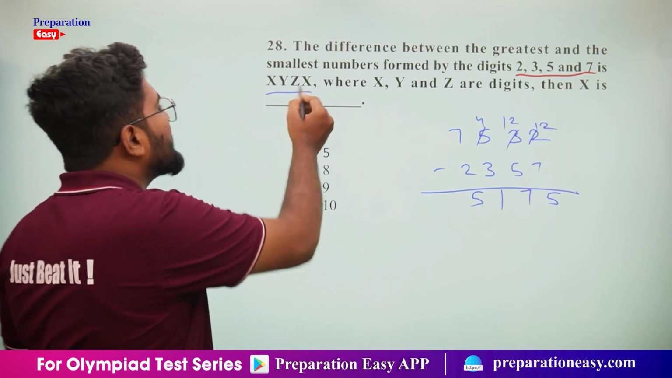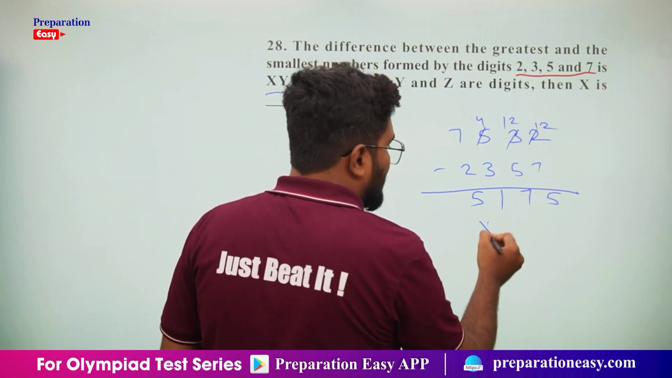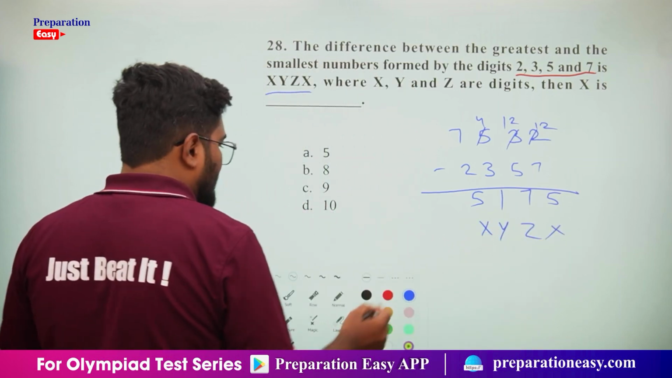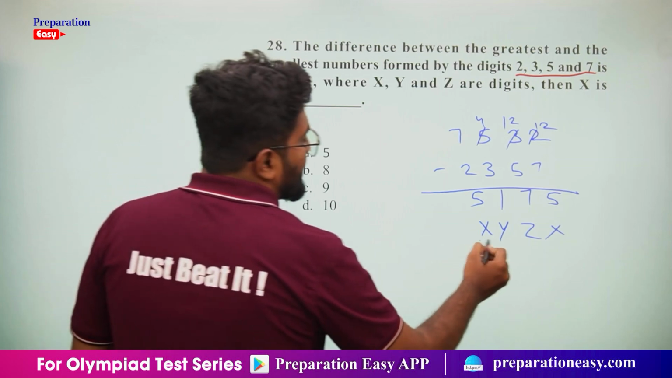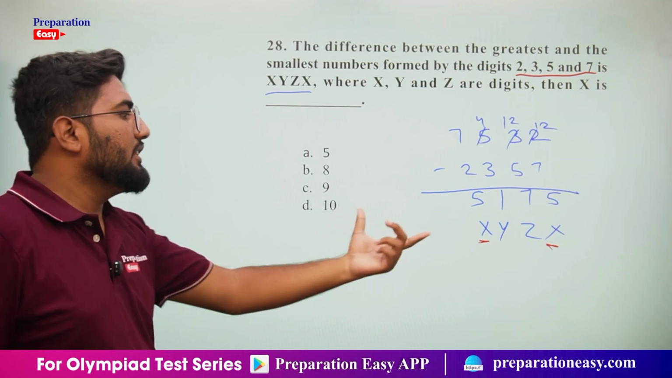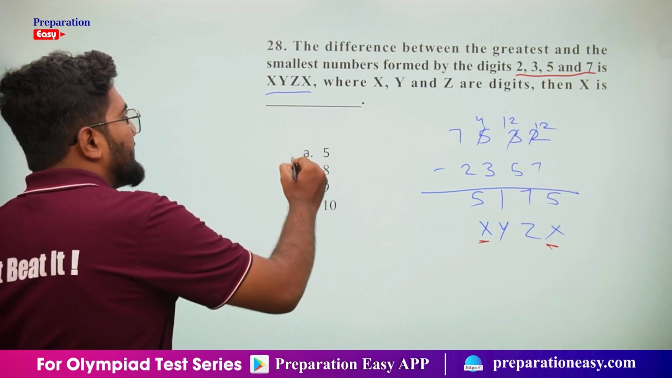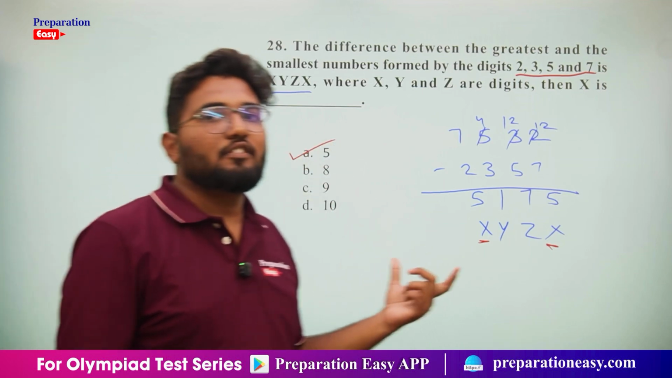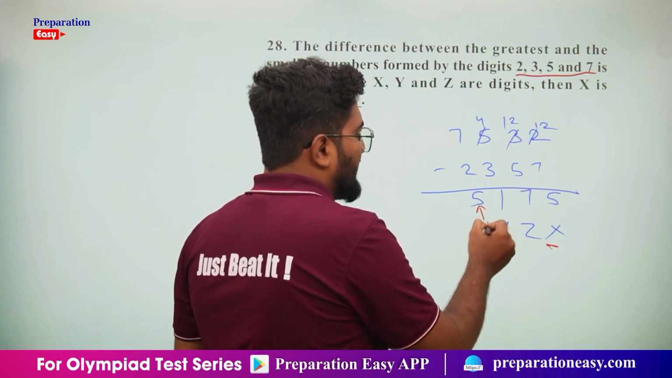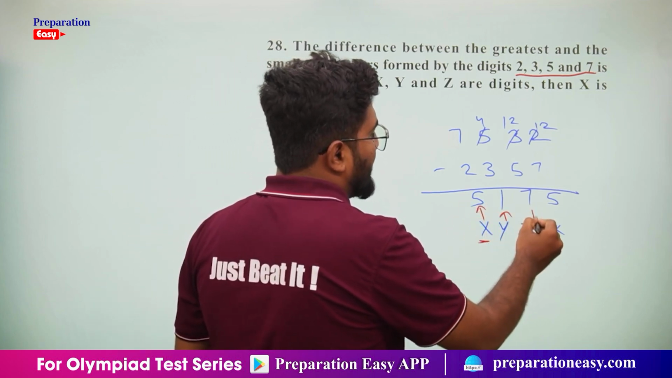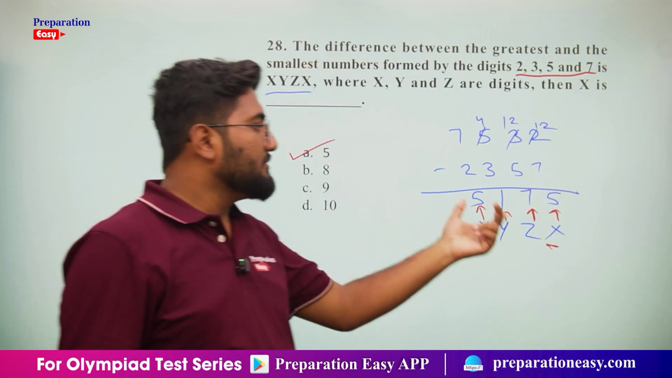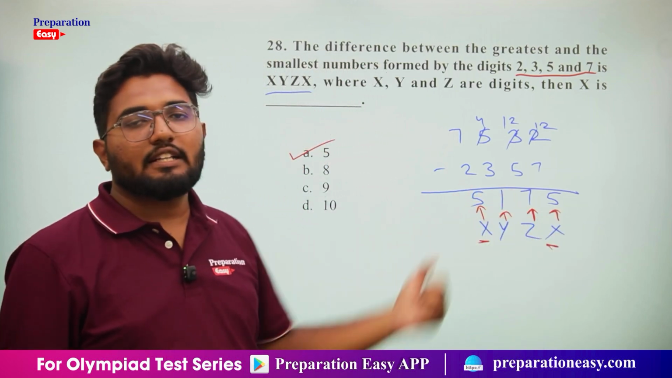So it is x, y, z, x. What is the value of x? It is 5. The value of x is 5 because this is the value of x, y, z and again x. So x is 5, y is 1, z is 7 and again x is 5.